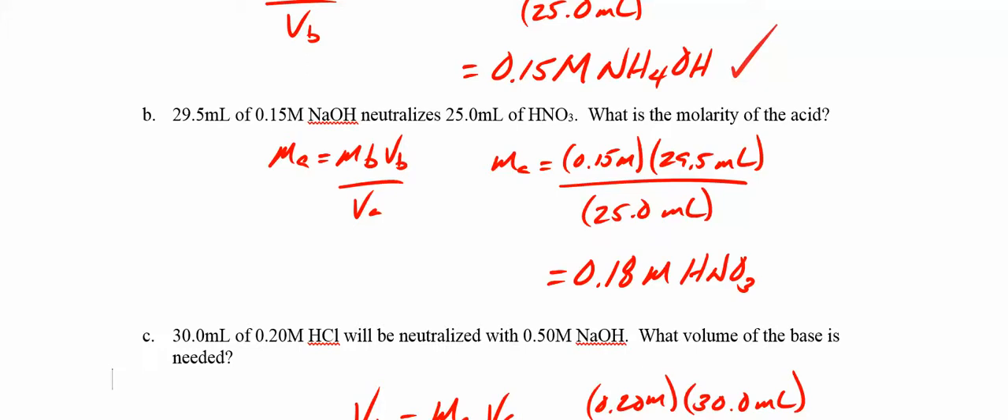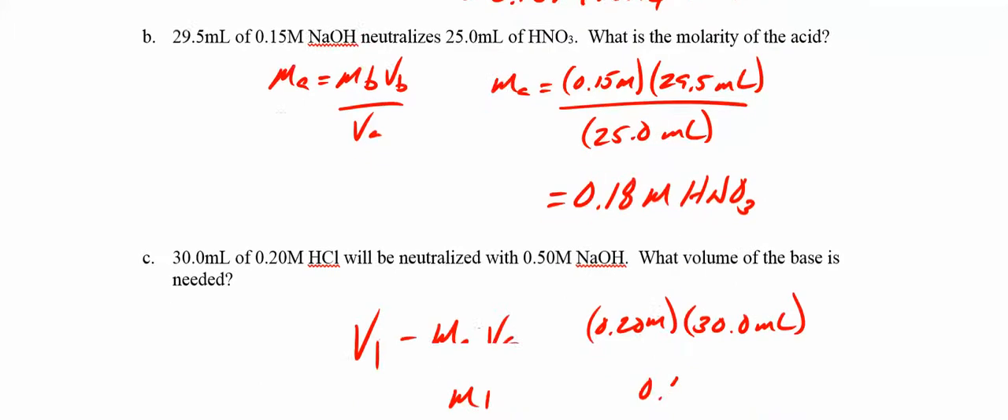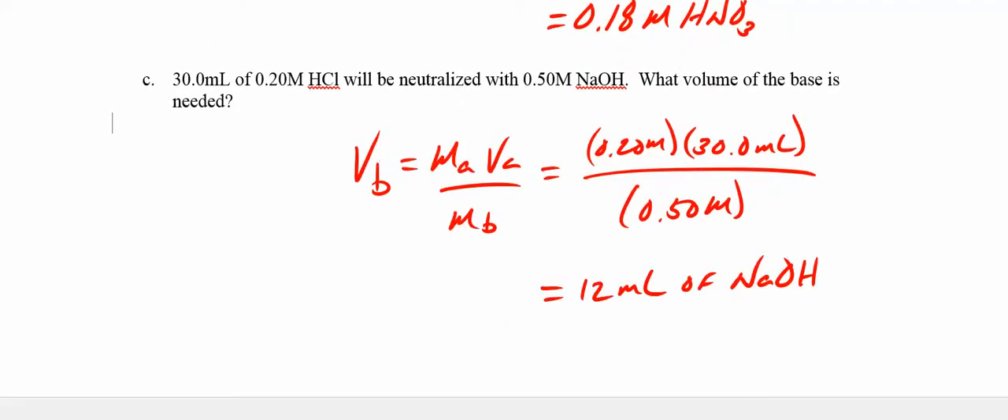Again, we'll rearrange this formula to give us M sub A is equal to M sub B times V sub B over V sub A. So we'll plug in, from the problem, 0.15 molar times 29.5 milliliters divided by 25 milliliters, and we get 0.18 molar nitric acid. That'll do it for B. And finally, number C. We've got 30 milliliters of a 0.20 molar hydrochloric acid that will be neutralized with 0.5 molar sodium hydroxide. What volume of the base is needed?